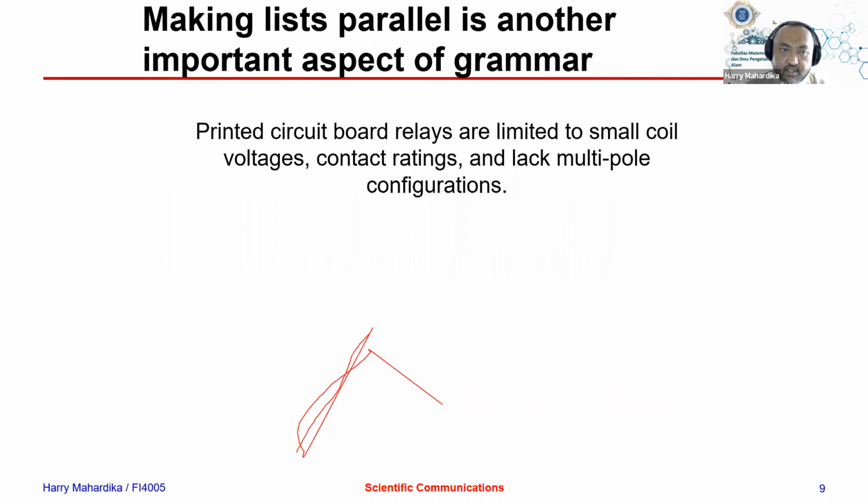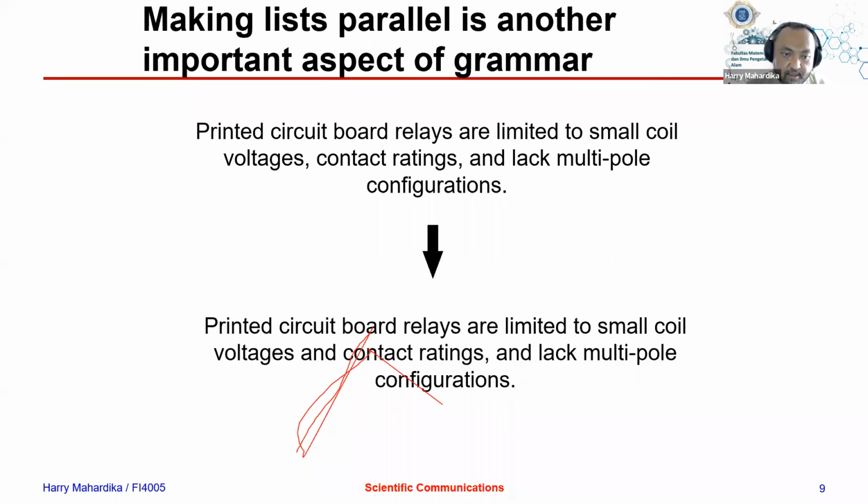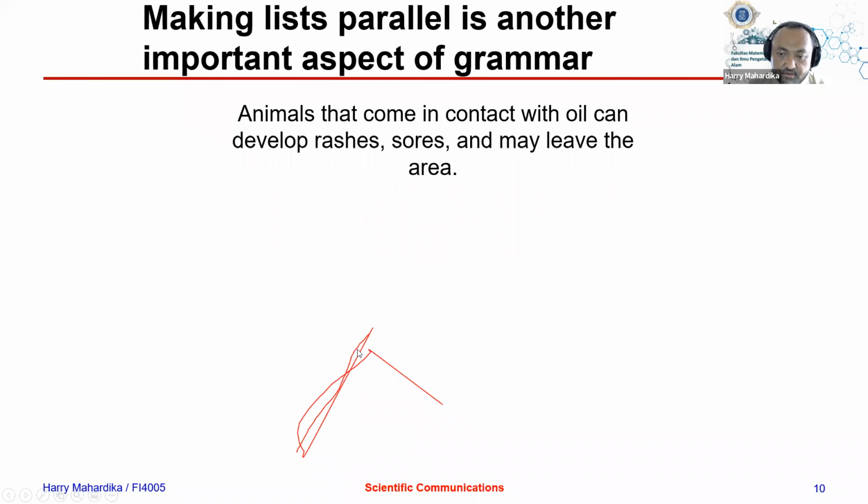Making lists parallel is another important aspect of grammar. Instead of "printed circuit boards are limited to photos," and so on, we could write it as "printed circuit board relays are limited to small coil photos and correct," and so on.